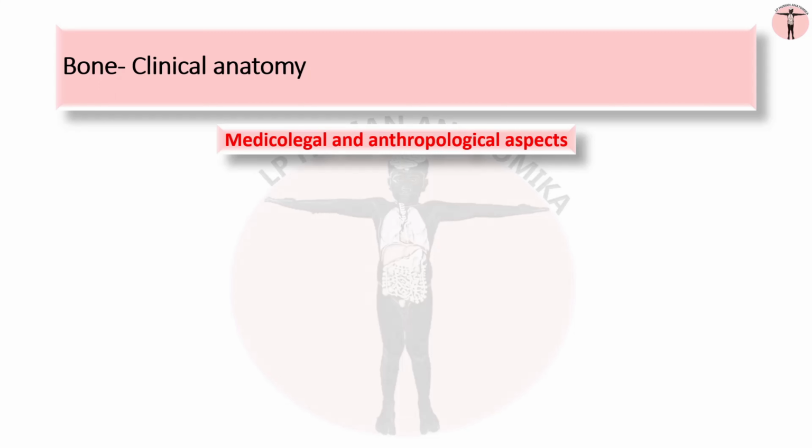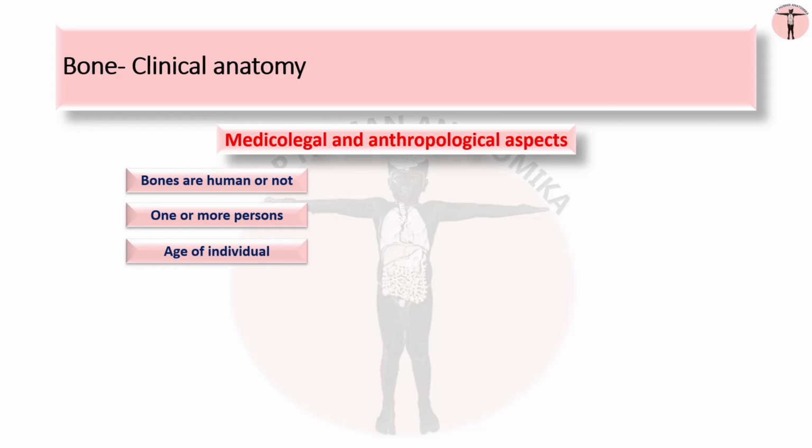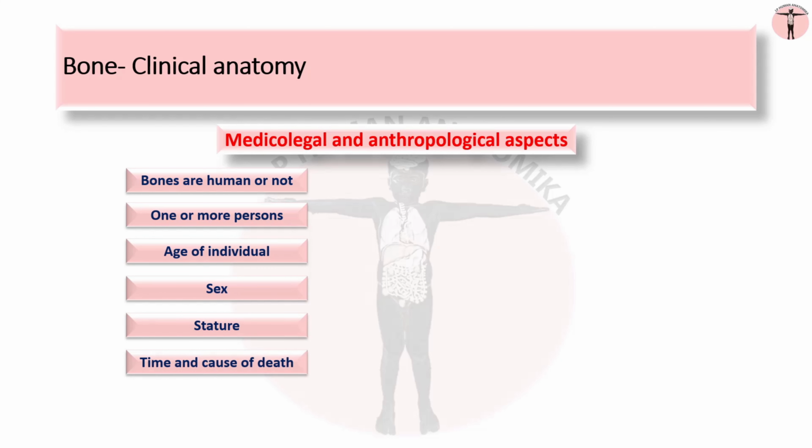Coming to the medico-legal and anthropological aspects, when a skeleton or isolated bones are received for medico-legal examination, one should be able to determine the following: whether the bones are human or not, whether they belong to one or more persons, the age of the individual, the sex, the stature, the time and cause of death, and estimation of skeletal age.